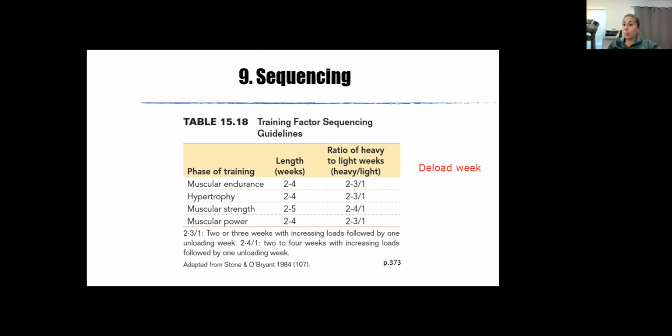Okay. So you might do it in a block where I do an endurance block, then a hypertrophy block, and then a strength block. And they're like 3 weeks each, followed by a 1 week recovery or deload week. Okay. And in this case, they call it an unloading week. I call it a deload week. It's the same thing. So if you read the bottom, they call it unloading, but it's really a deload. Okay. So again, when we're looking at sequencing, how might that look? Okay, I hope that makes sense.